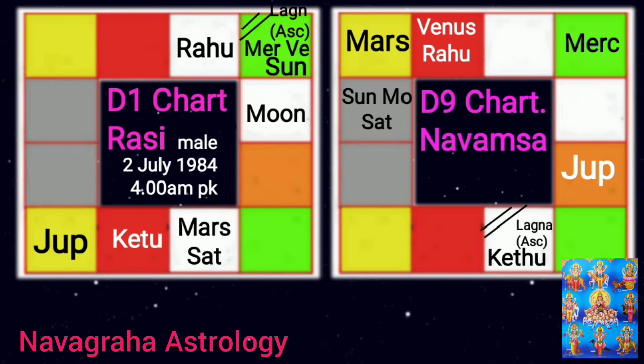Let's look at the first house lord of the D9 chart. The first house lord of the D9 chart is Venus, and Venus is positioned in the 7th house of the D9 chart. The first house lords of both D1 and D9 chart are in good houses in the D9 chart. It shows that this person is very reliable in relationship, and in the next 2 years he had 2 children.